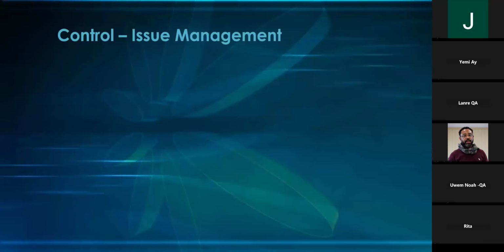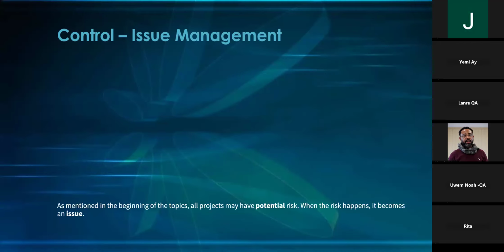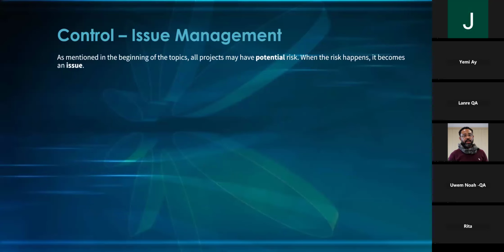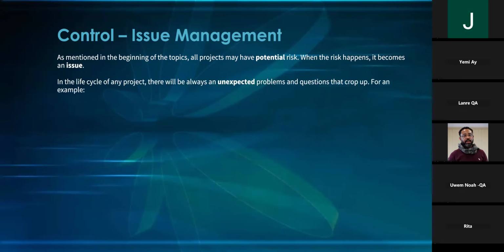Now, control issue management. As mentioned in the beginning of the topic, all projects may have potential risk. So when the risk happens, it becomes an issue. In the life cycle of any project, there will always be an unexpected problem and questions that crop up in every life cycle. For example, the company cuts down your project budget. So they'll tell you, no, that 4 in your team is too much. Let's manage 2. That is a risk.